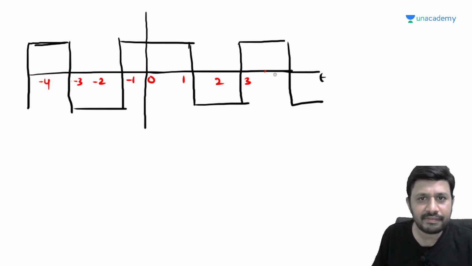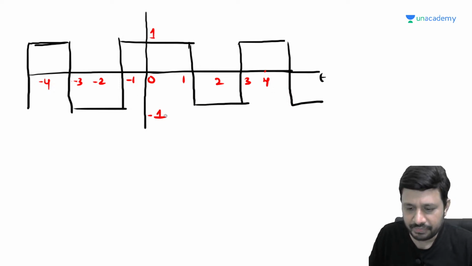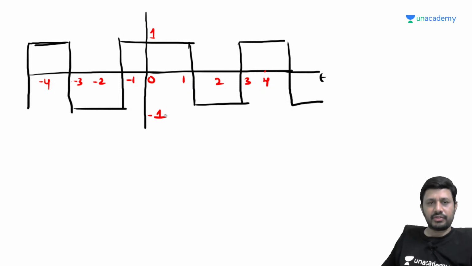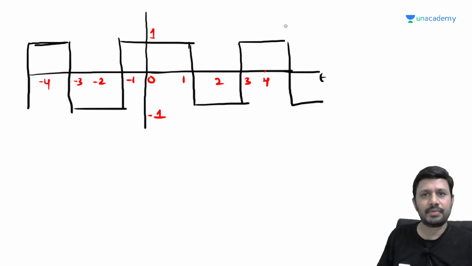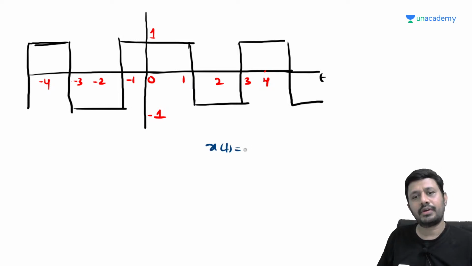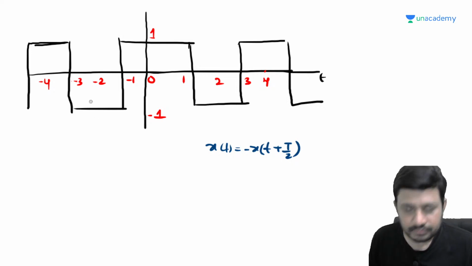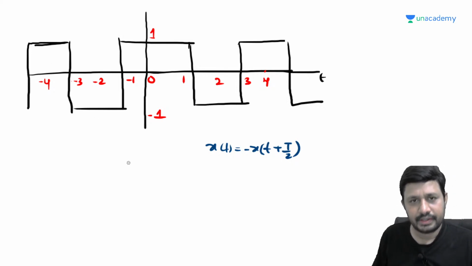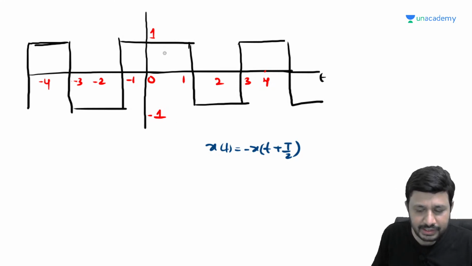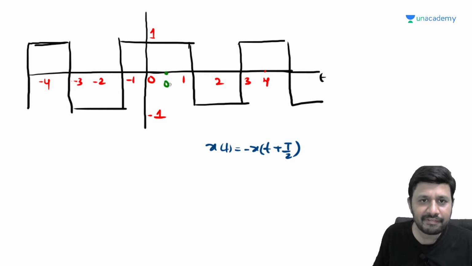Observe here. Now I want to verify whether this signal is half wave symmetric or not. What is the condition for half wave symmetry? X of t is equal to minus x of t plus T by 2. Now do one thing. In order to verify half wave symmetry, take one point, say 0.5. What is the value at 0.5? 1.